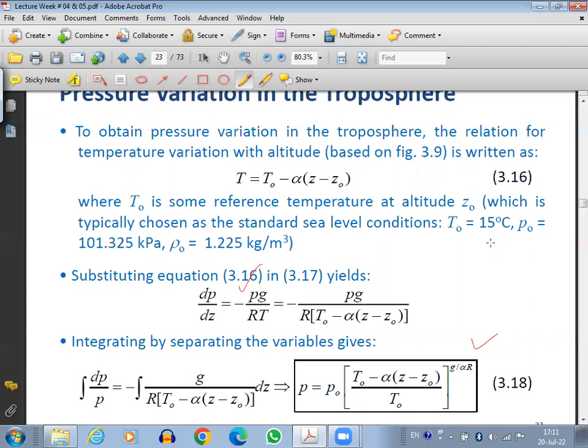Now here T naught, P naught, and rho naught are the reference point conditions, the sea level conditions. Consider T naught as 15 degrees, P naught as 101.325 kilopascal, and rho naught as 1.225 kg per meter cube.